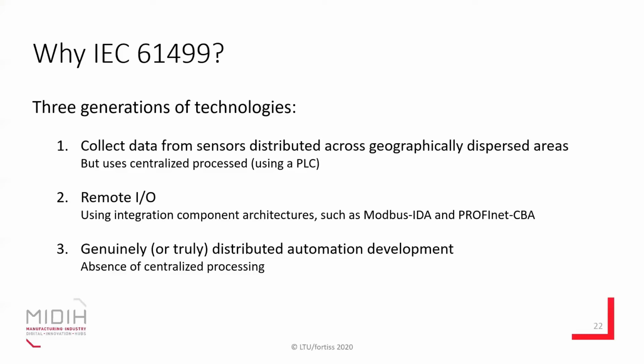So that is what is currently often referred to as the distributed control system. And then today, we come to 61499, where it's truly distributed automation systems. That means there is an absence of centralized processing. The idea is that there has to be some intelligence at the very end where these IOs are actually present.